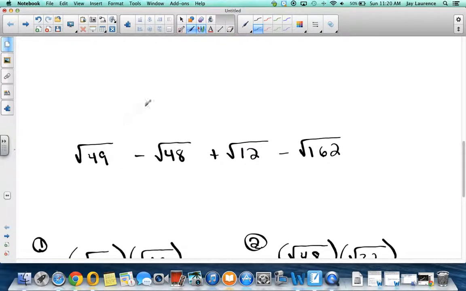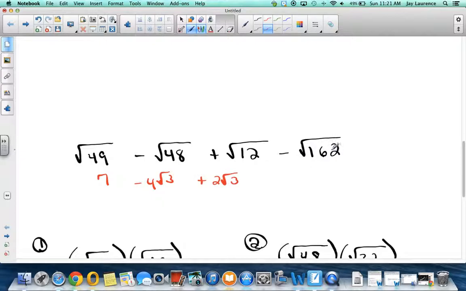All right, here's another one. And I've got rad 49. Well, rad 49 is just simply 7, isn't it? Okay, then I've got a negative 48, rad 48, which I think is going to simplify to 4 rad 3. You can check that for me. And then this is going to simplify to a 2 rad 3, I think, a positive 2 rad 3.